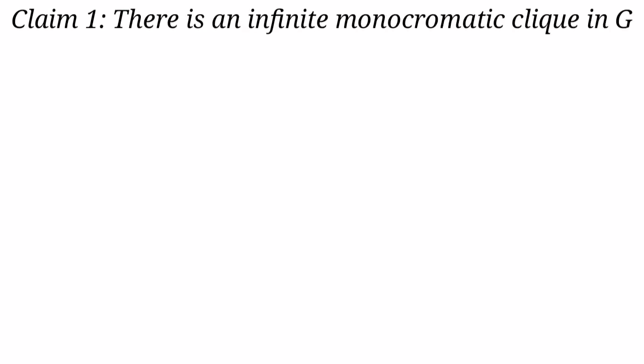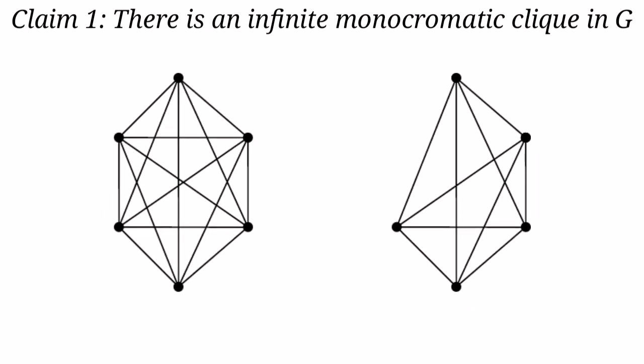The first claim that we should make, which I was able to do during the test, is that G has an infinite monochromatic clique. A monochromatic clique is a configuration where all the vertices are connected and all the edges that connect the vertices have the same color. The proof is quite simple.